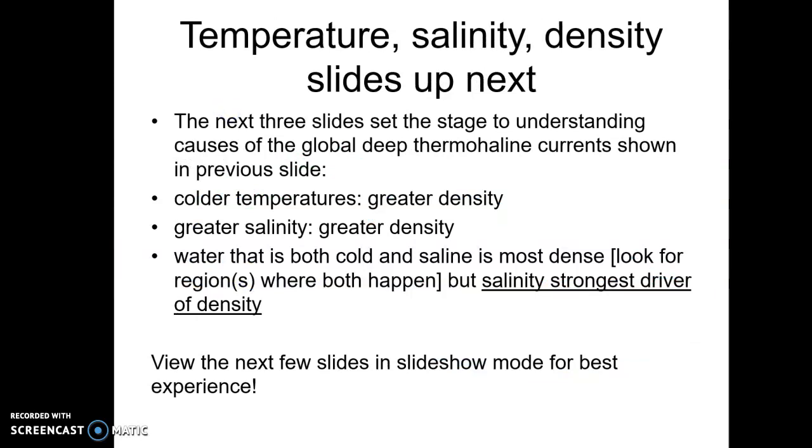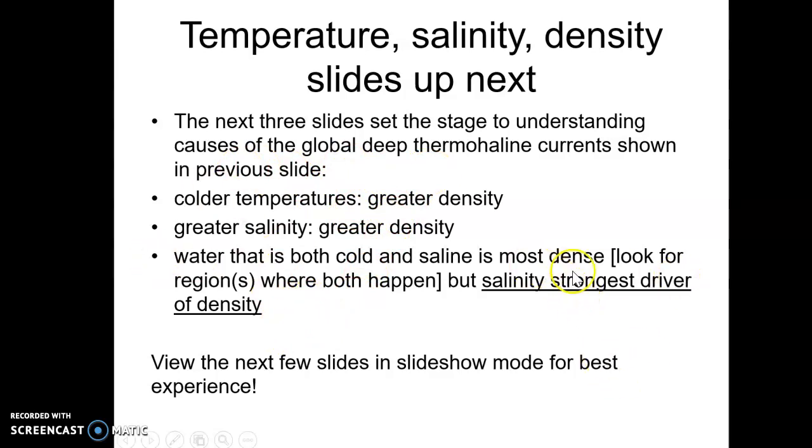So the next three slides set the stage to understanding causes of the deep thermohaline currents shown in the previous slide. Basic concept again: colder temperatures, greater density. Greater salinity means greater density. So if you want greater density, you either make it cold or saline or both. It turns out it's kind of hard to make it cold and saline. There's really only one place in the world where that happens. We'll get to that later, but it's not hard to make it cold. Just go to Antarctica, right?